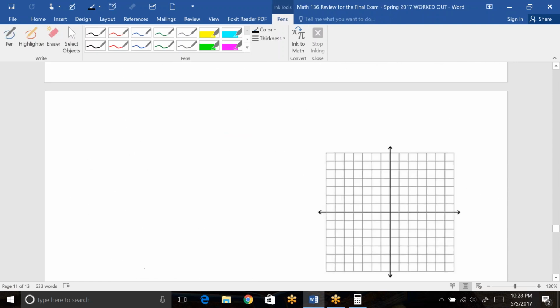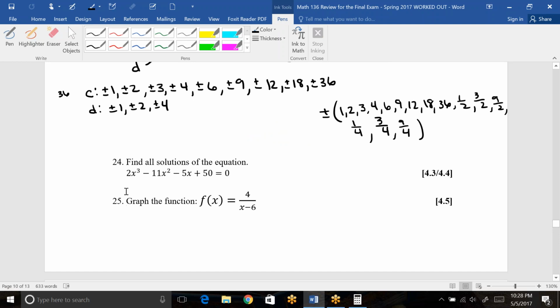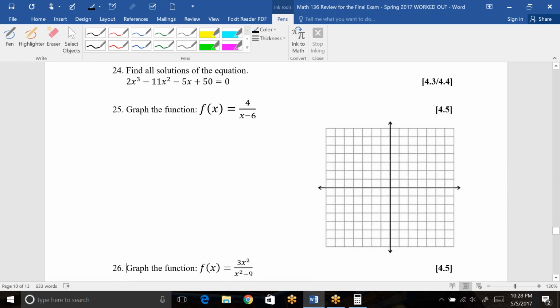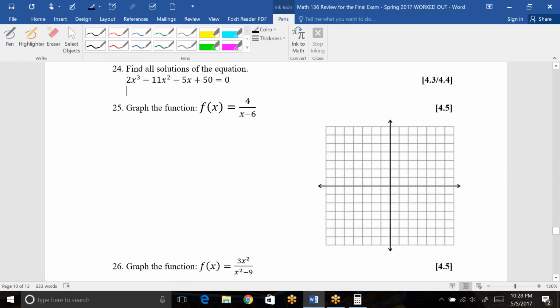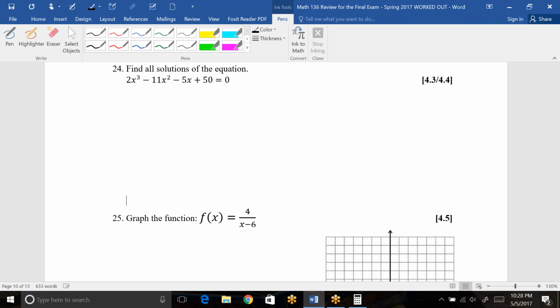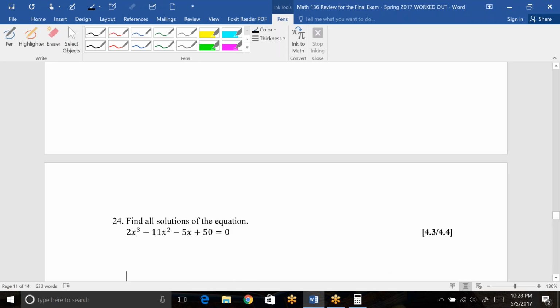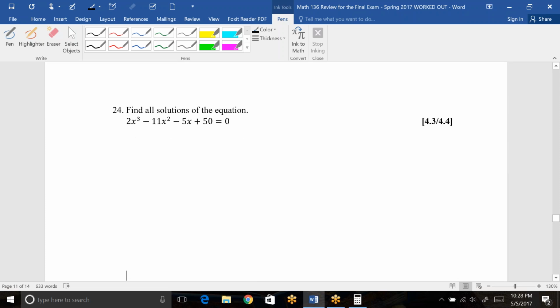Whereas on number 24, not only do we have to find the list of P's over Q's or C's over D's, we actually have to find the zeros, the solutions. So let's look at this one. I'm going to give myself plenty of room. For this one, we need to list our factors of the constant over our factors of the leading coefficient.